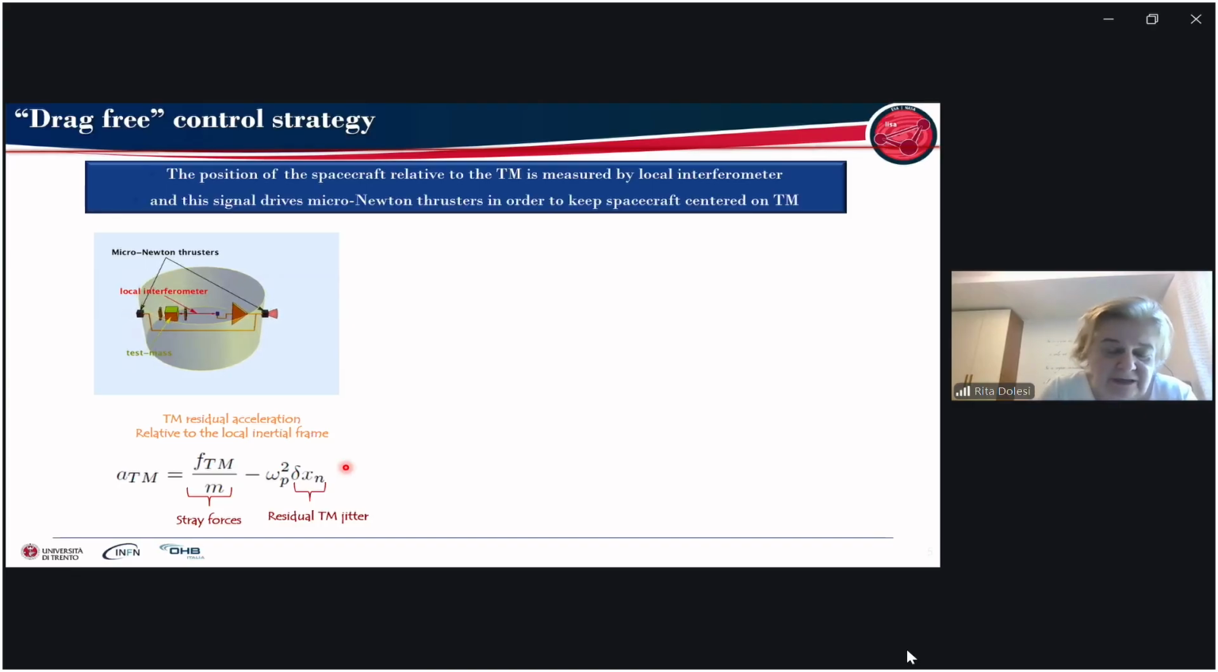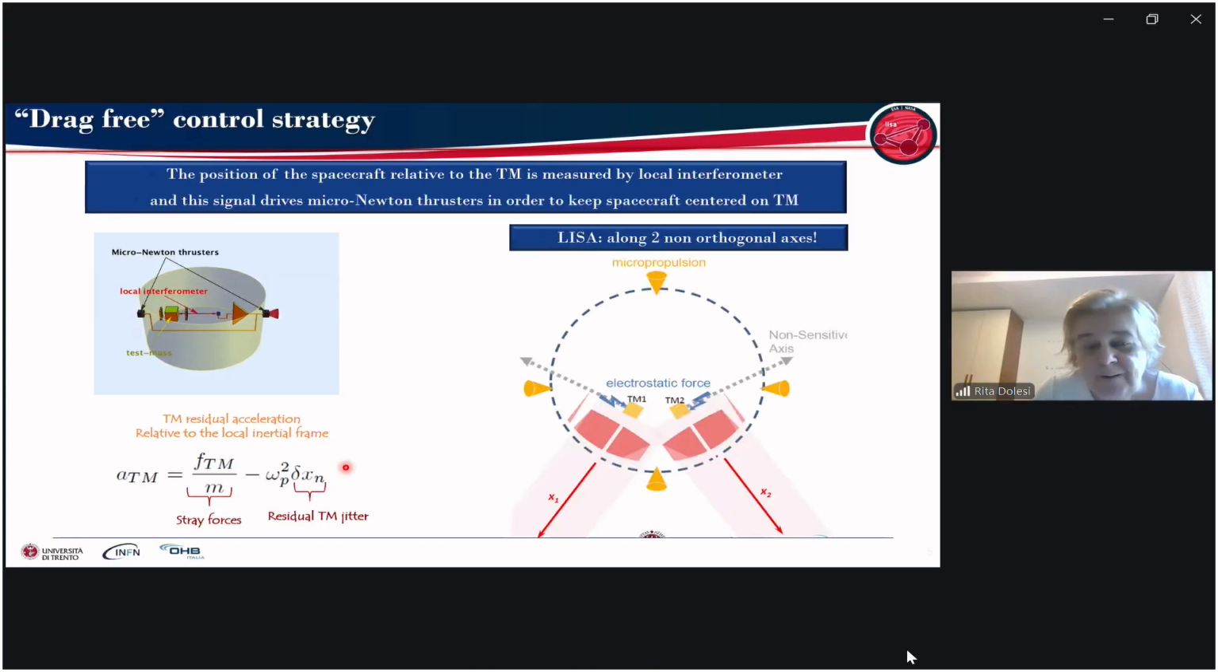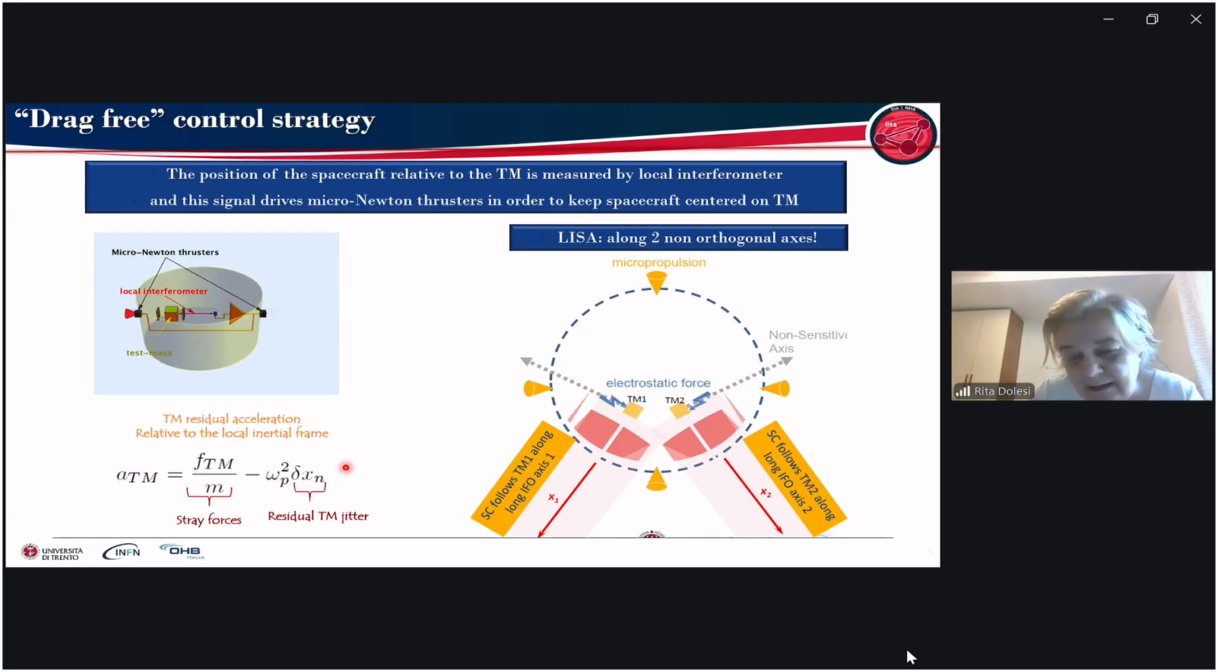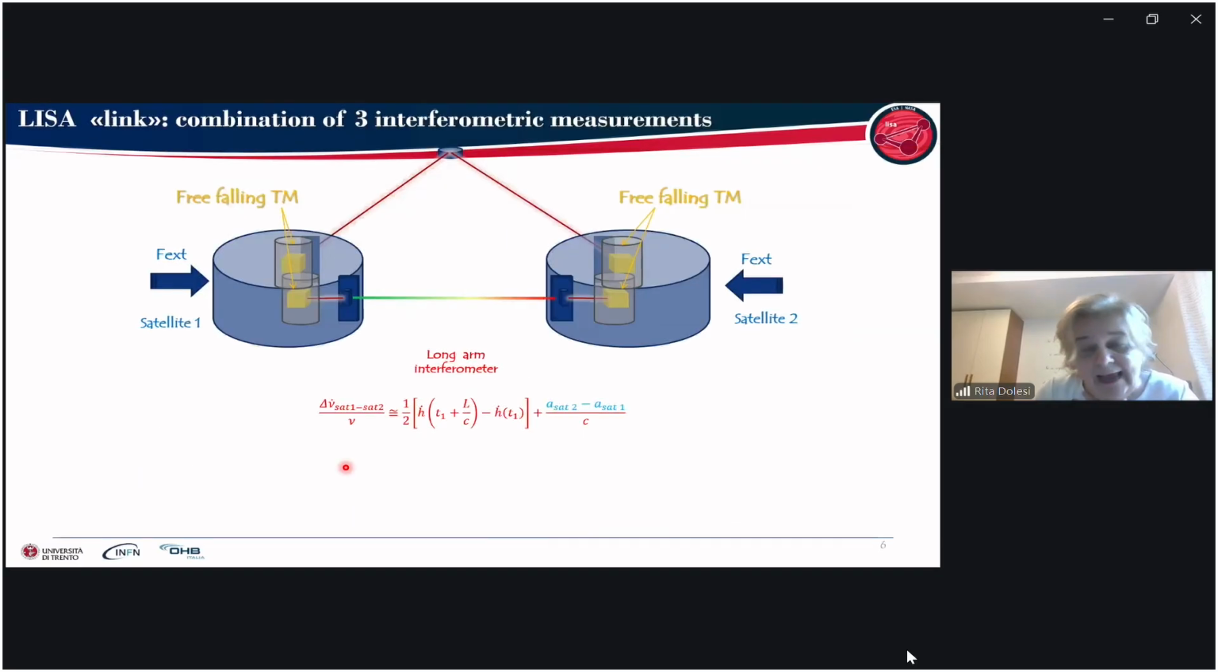Actually, in LISA, the situation is more complicated, because you have to do this along two non-orthogonal axes, where the spacecraft is following test mass 1 along interferometer axis 1, and test mass 2 along interferometer axis 2, while on the other degrees of freedom, you have to apply electrostatic forces in order to keep the test mass centered. At the end, you have a combination of three interferometric measurements.